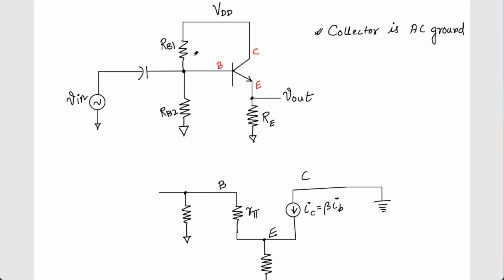The two resistances RB1 and RB2 will come in parallel in the small signal analysis. And I am applying an input directly at the base through the capacitor. And of course, we are estimating the gain at the mid-band region. That's why we are assuming this capacitor to be shorted.